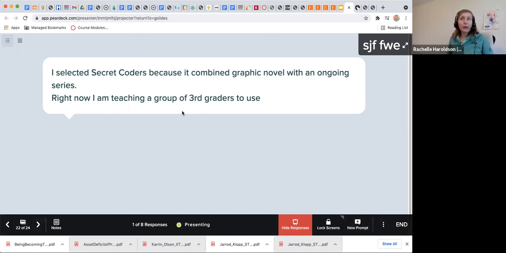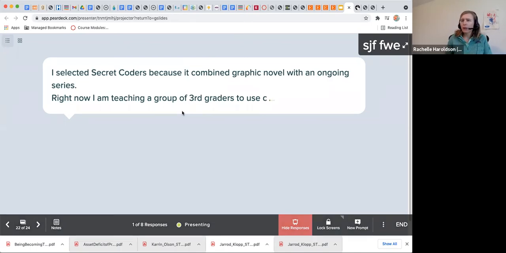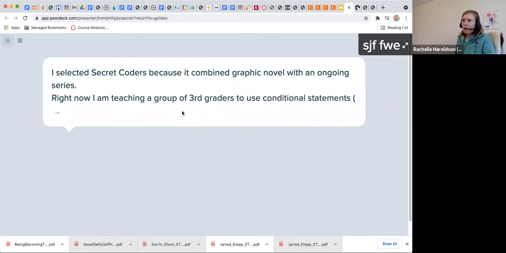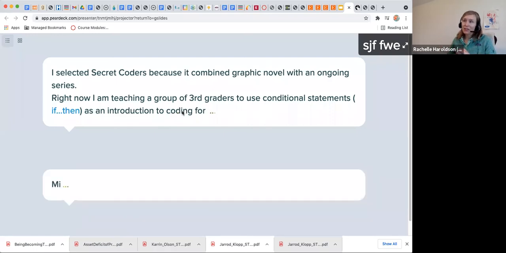And if people want to put their names with their response as well, that'll be helpful so I can give some props to you. So we have our first person responding that they selected Secret Coders, which again, I can't talk enough positive things about Secret Coders because it's a graphic novel and it's an ongoing series, right? And so if we have those students that love a good series, this is a really great example to keep that thinking and development of computational skills going.